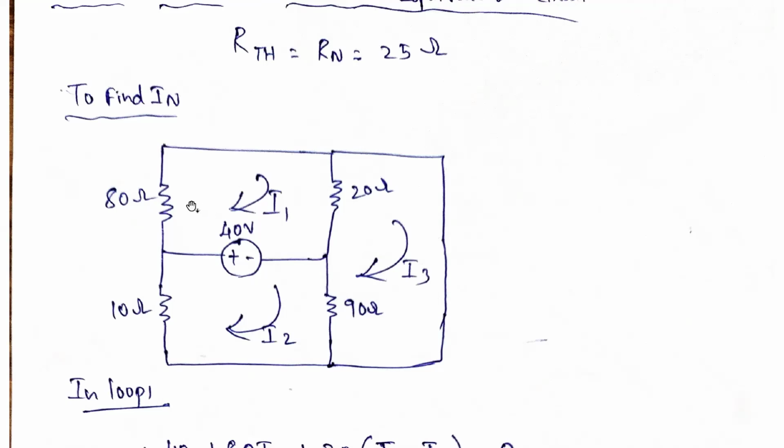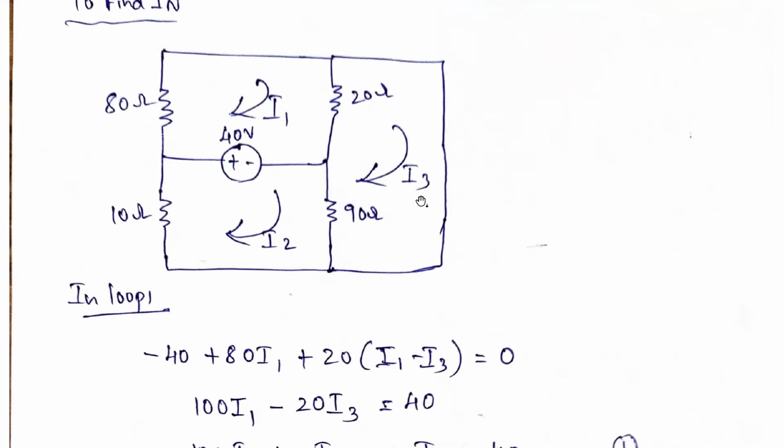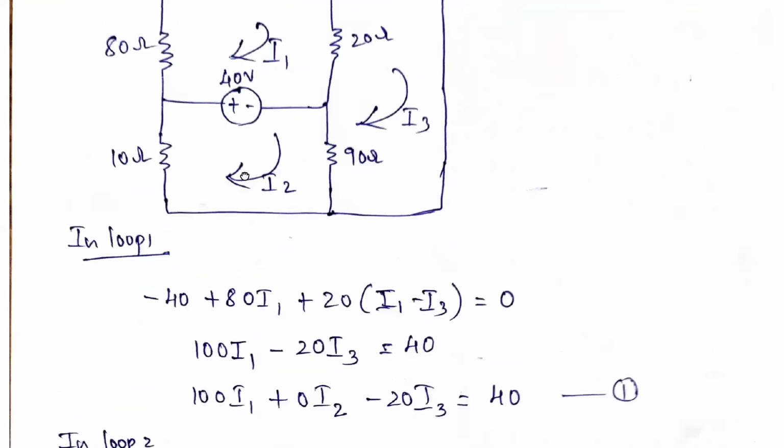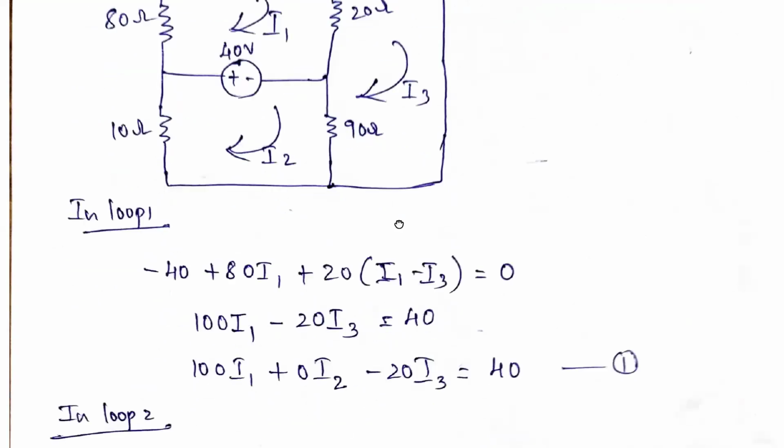Now the same circuit I have redrawn once again. Now three loops are there. We need to short circuit the load points A and B, and find out IN over here. That is nothing but Norton's theorem. That procedure also I will give in the description. You just go through it. Now three loops are there. In the first loop we are taking this I1, second loop we are taking this I2, and third loop we are taking this I3.